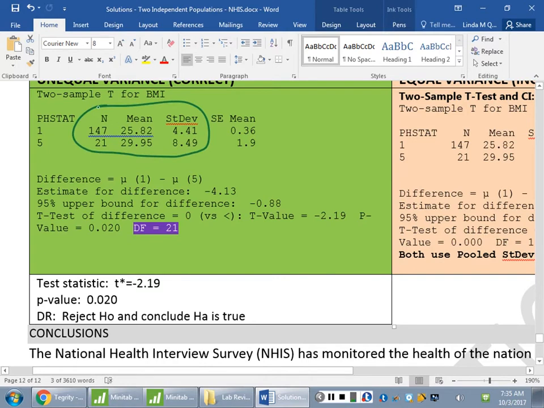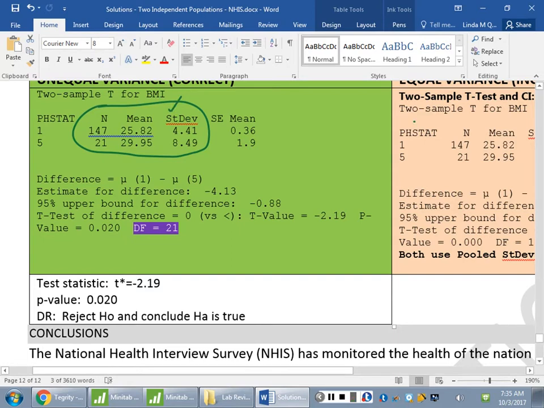Our estimate for the difference would be the inverse, so it would be 4.13, and our t-value would be 2.19. But realize if you flip the groups, you're going to flip that hypothesis sign from a less than to a greater than. Your p-value is going to come out exactly the same no matter which way you do the groups. So once again, these are my descriptive statistics for my first set of sentences.